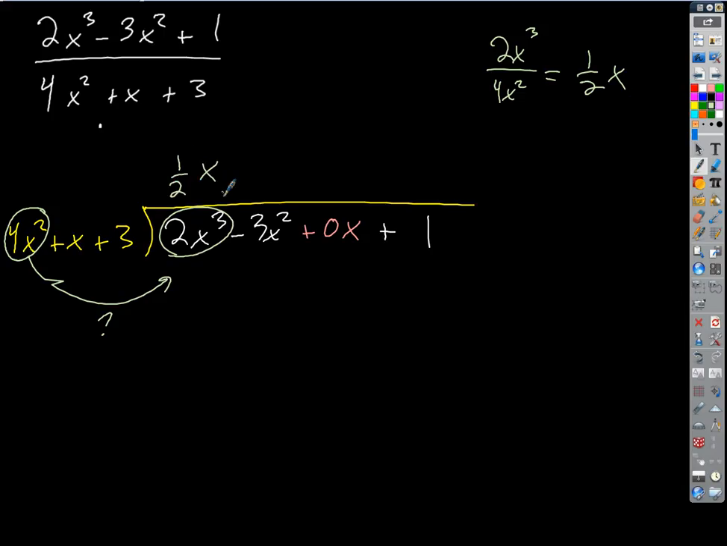Then, anytime a number appears on the top, just like in regular long division, we distribute that through and subtract. So what do we get if we multiply the 1/2 x through our denominator? 1/2 x times 4x squared gives us our 2x cubed. It has to, because we're going to subtract those. 1/2 x times x gives us 1/2 x squared, and 1/2 x times 3 gives us 3/2 x.